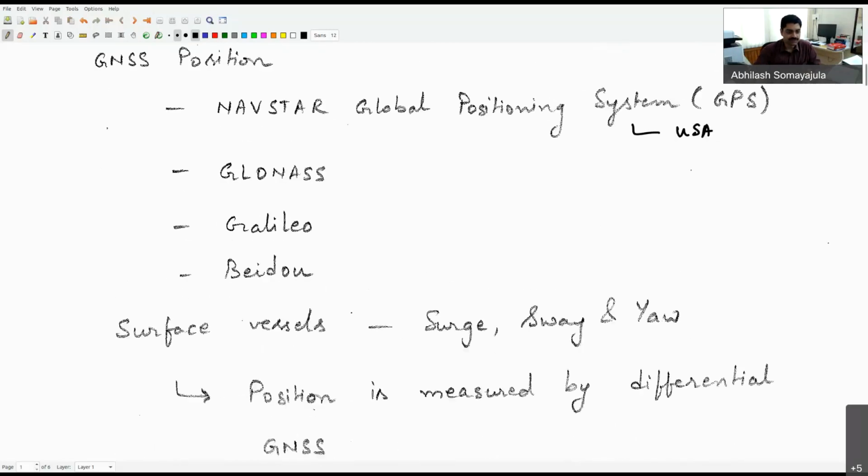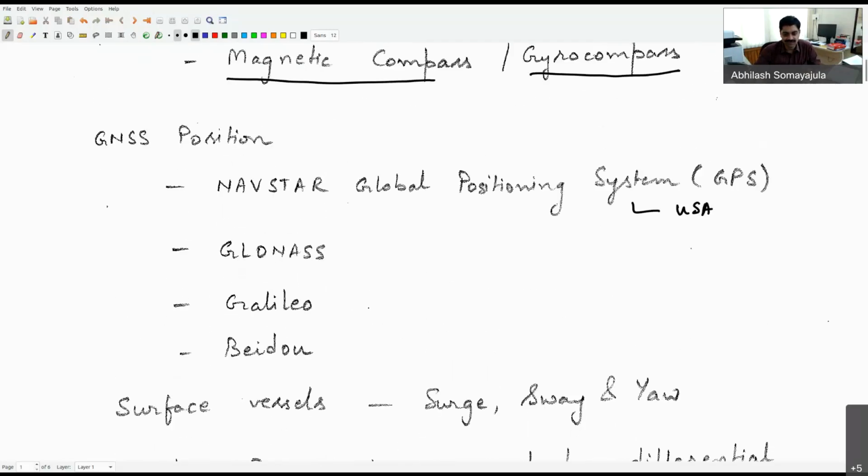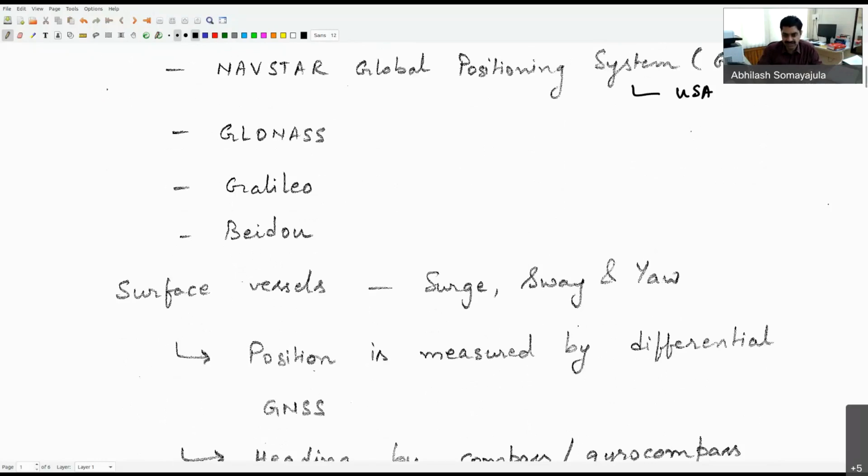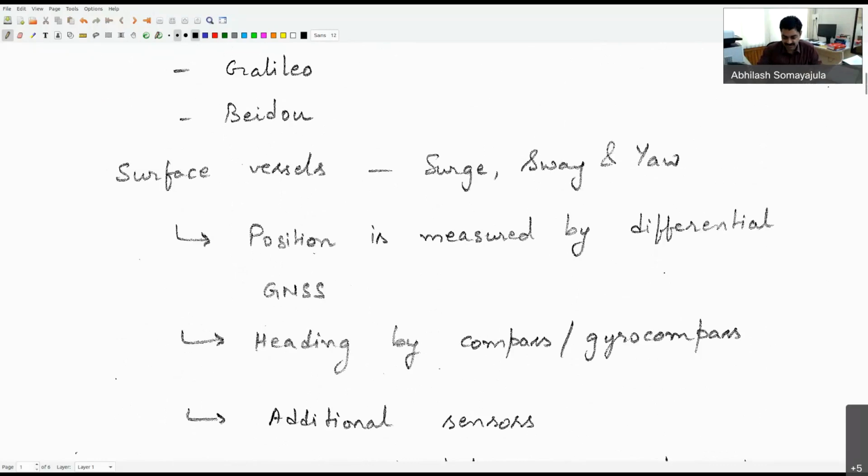Okay, so from the point of view of surface vessels, our most interest is usually in the surge, sway, and the yaw motions. And typically when we are looking at the sensor suite, you're looking at positions measured using a differential GPS or differential GNSS. And the heading is usually measured by either a magnetic compass or a gyrocompass.